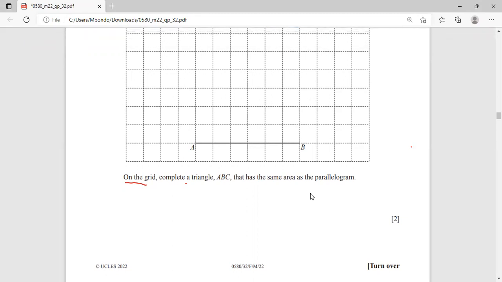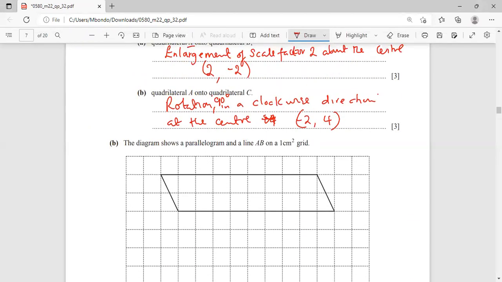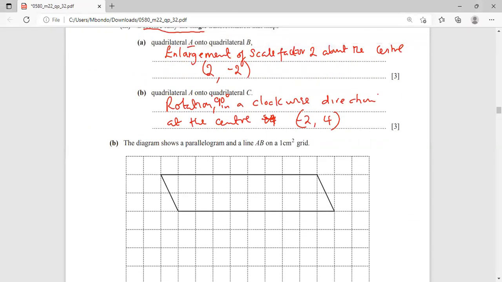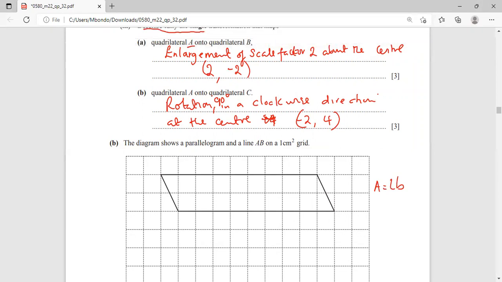Sorry, my network was tripping. So on the grid, complete a triangle ABC that has the same area as the parallelogram. Okay, so meaning we need to find the area of a parallelogram first. Now, you know that the area of a parallelogram is equal to L multiplied by B. Yeah, okay.